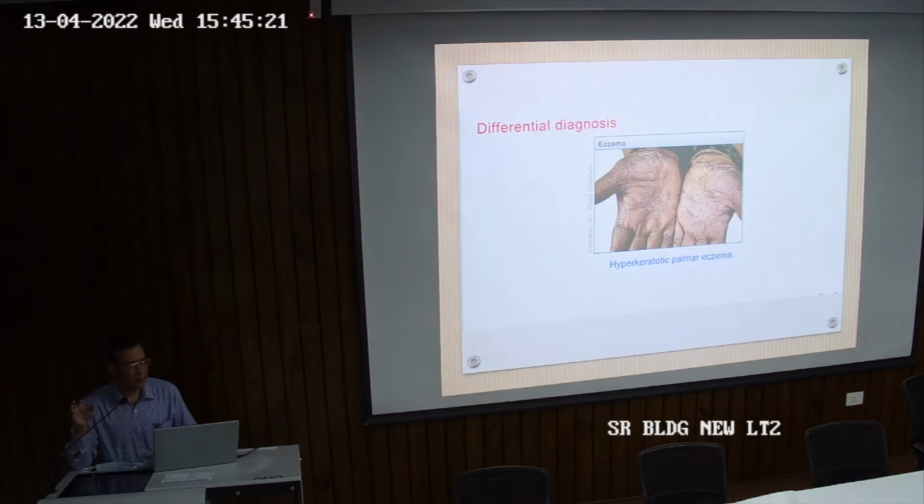This is differential diagnosis. Hyperkeratotic palmar eczema, so it's eczematous lesion over the palms. The picture we saw before was palmoplantar psoriasis. What is the difference between this and the picture we saw lastly? That was erythematous, that was well defined, scaling in both was there. Here there is no erythema, not much of erythema, not very well defined, it's diffuse, and then symptomatically it may be itchy.